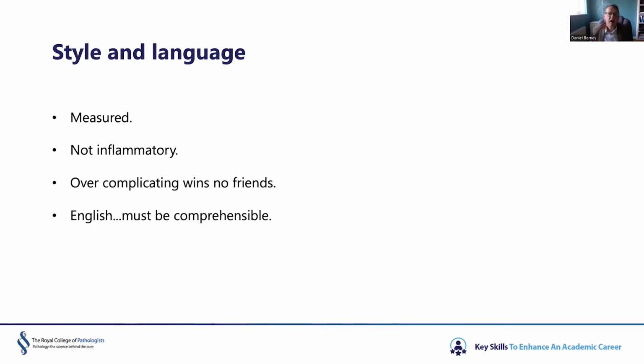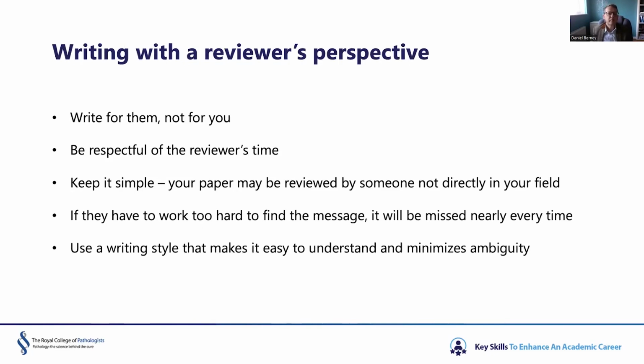Now, style and language: measured, not inflammatory. Occasionally we have these torrential attacks on other authors, or on other scientists. Overcomplicating wins no friends. Presenting something that's too complicated for me to understand. I'm afraid at my, dare I say, advanced stage of life, I tend to think it's not so much a problem with me anymore if it overcomplicates it so that I can't understand it. If I can't understand it, I don't think it's going to be comprehensible to my readers. And again, the English doesn't have to be perfect, but it must be comprehensible.